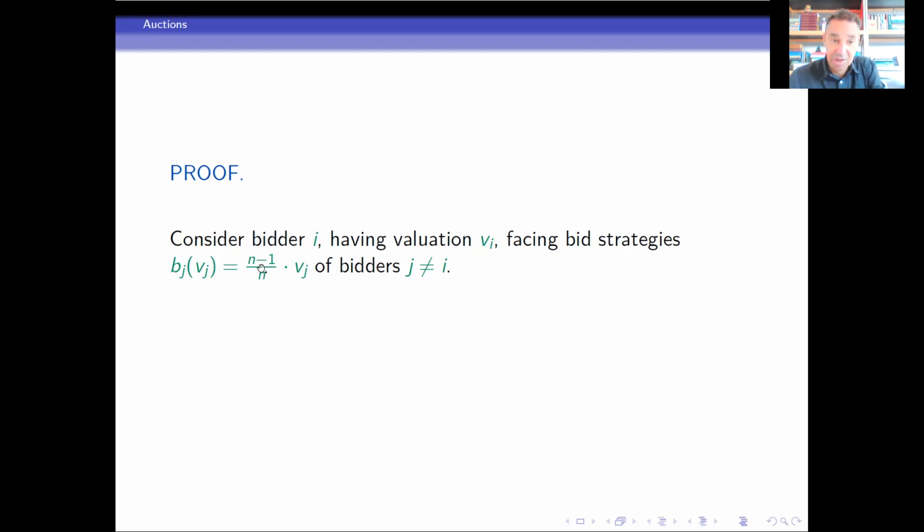So you do know that this is how opponents construct bids given their valuations. So this is what you know, and now what you're going to do is find a profit maximizing bid. How are we going to do that? So this is the information. Now we want to find the best bid, the best response, you could say in game theory terms. How do you do that?